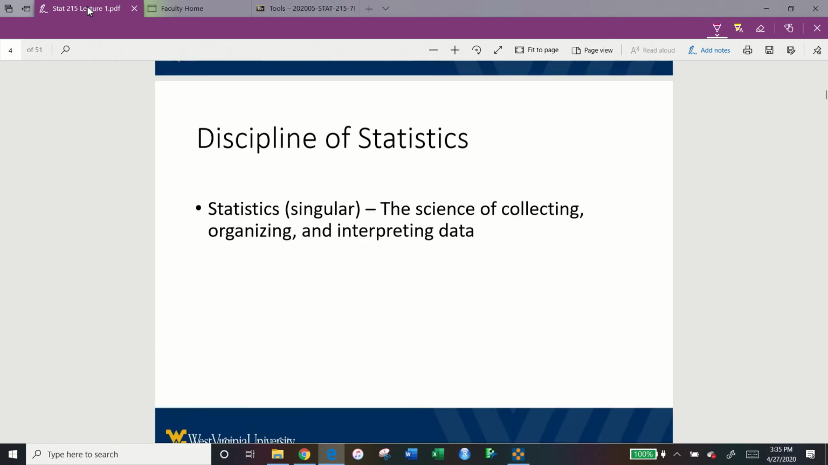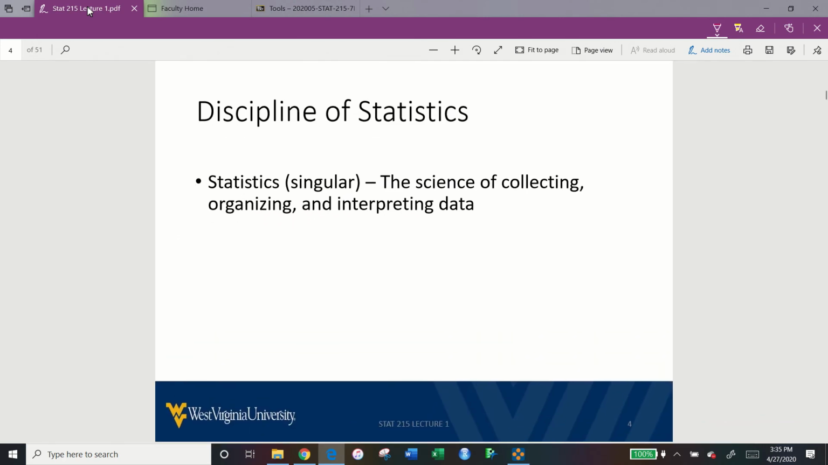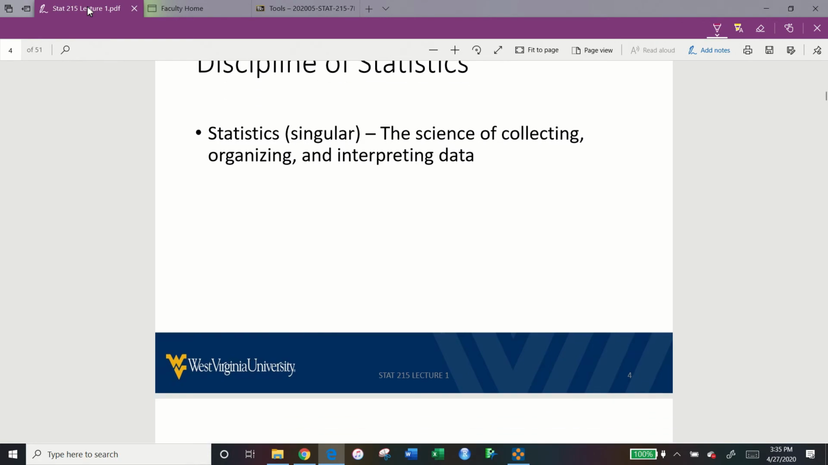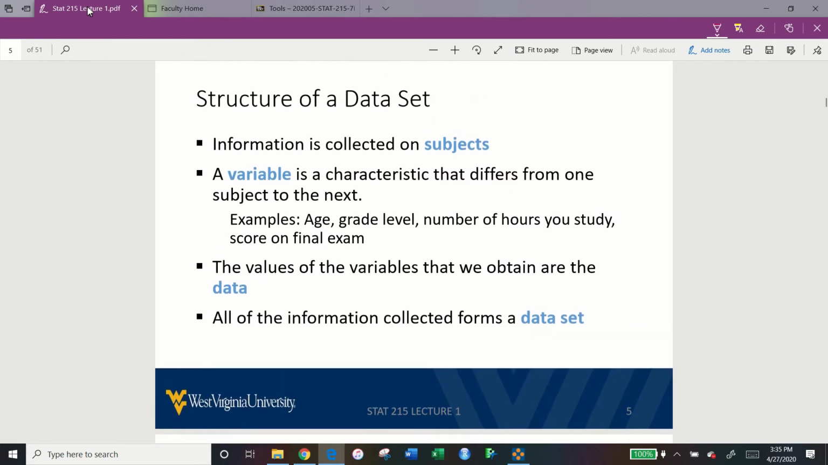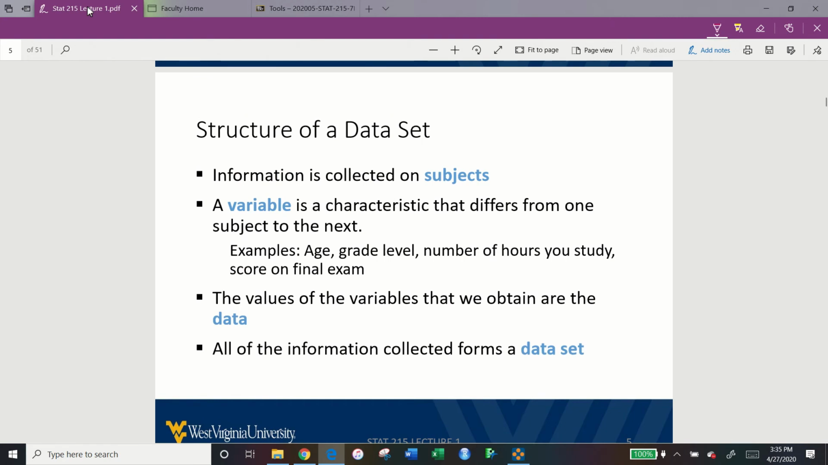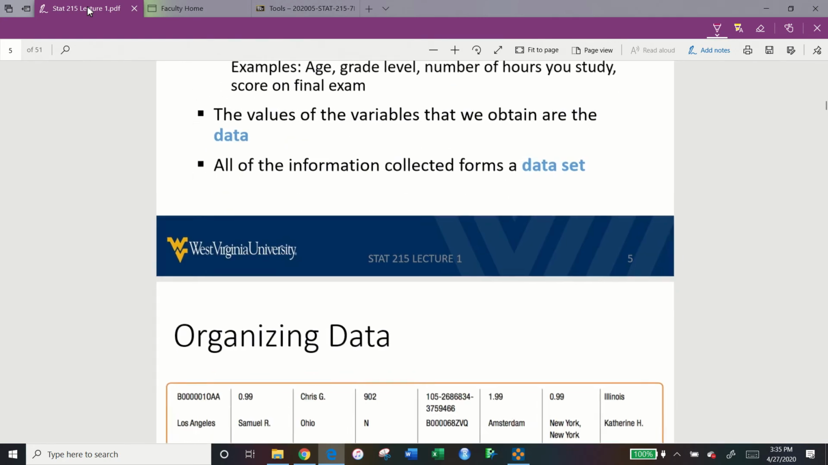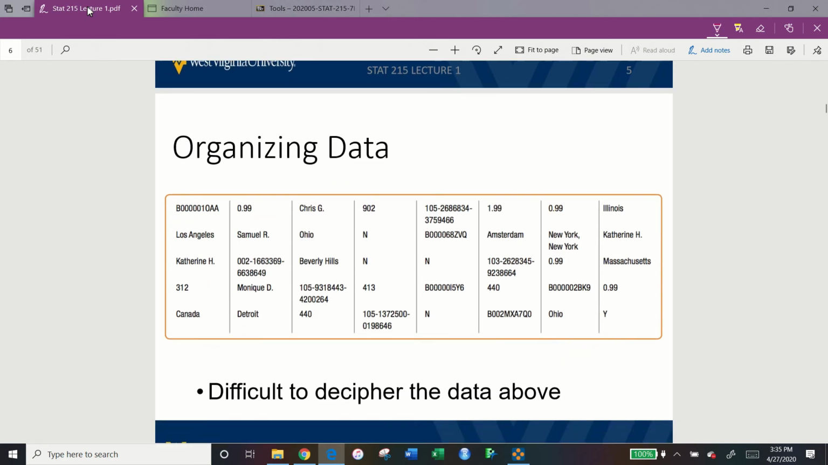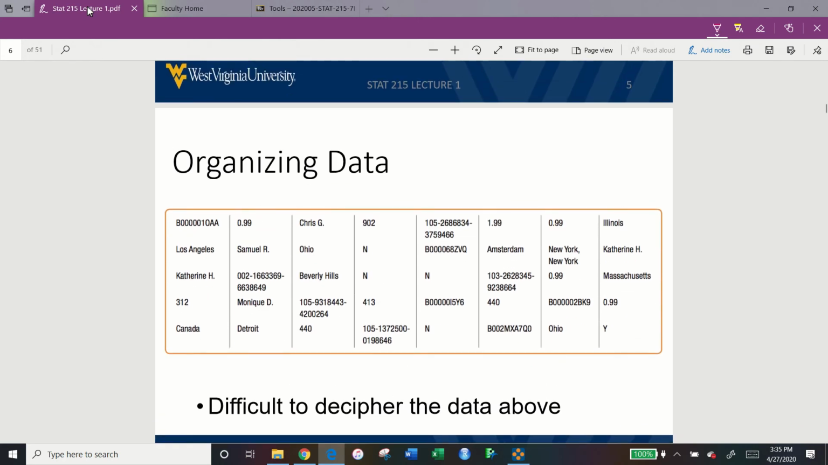So, just to review, we've defined statistics to be the science of collecting, organizing, and interpreting data. With our data, we have information on subjects, variables, and how we have our data organized. So, bringing into our first part of our definition, organizing data.